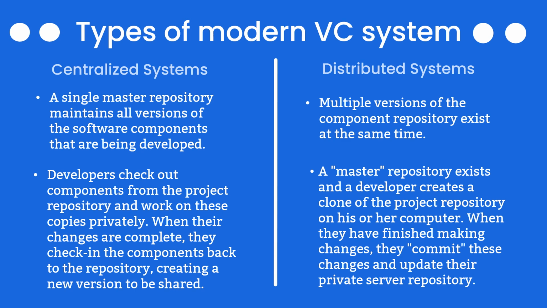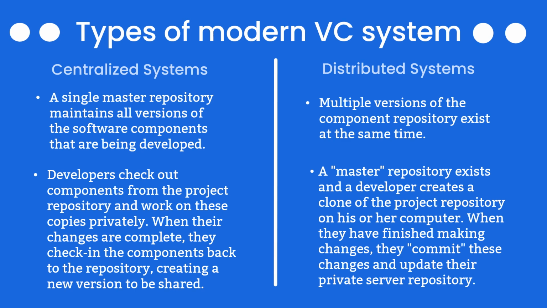Version control systems identify, store, and control access to the different versions of components. There are 2 types of modern version control systems. One being centralized systems where a single master repository maintains all versions of the software components that are being developed, and the second being distributed systems where multiple versions of the component repository exist at the same time.